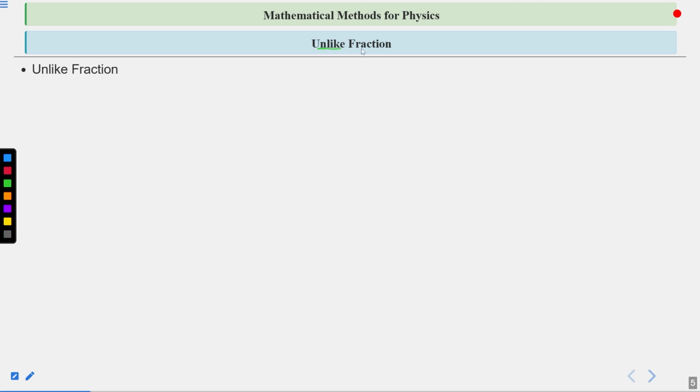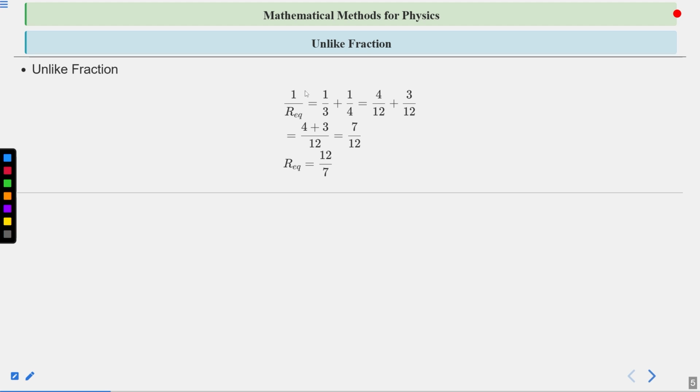Unlike fractions. Look here, the denominators are different, so the fractions are unlike. This type of problem we will solve in the chapter of capacitors. So 1 by R equivalent is equal to 1 by 3 plus 1 by 4.